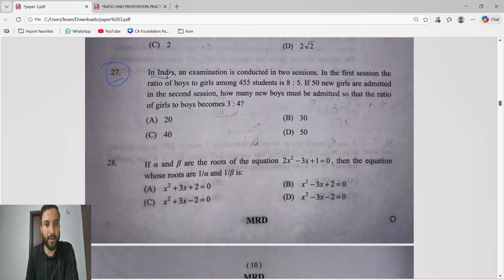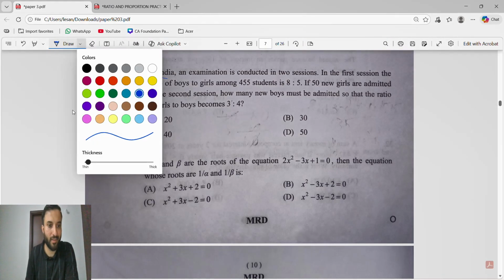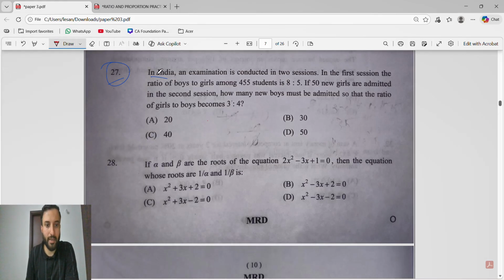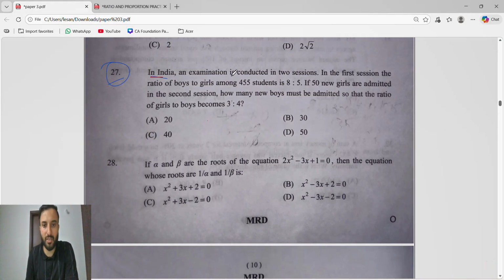See, in India, obviously we are staying in India. An examination is conducted in two sessions. In the first session, the ratio of boys to girls among 455 students is 8:5.